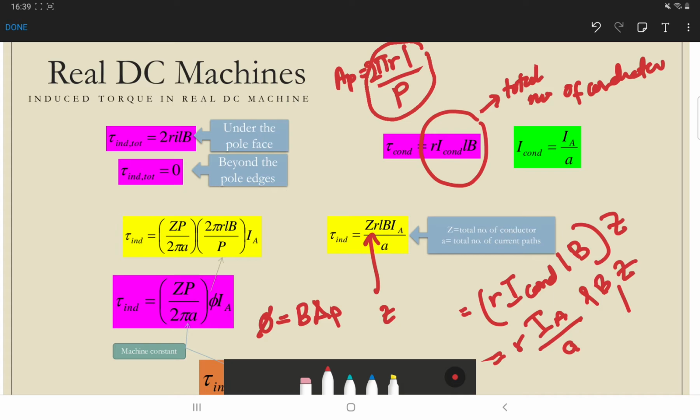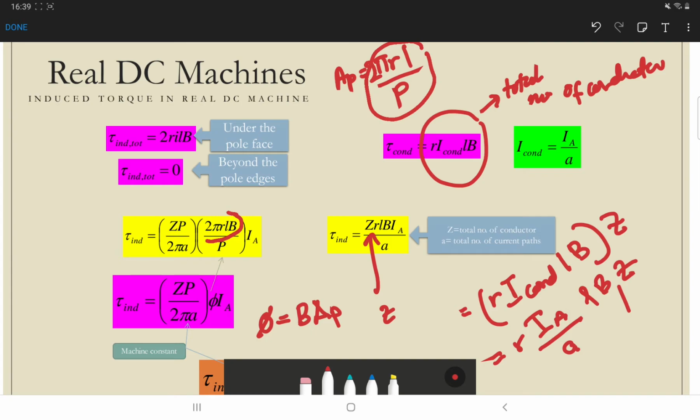Therefore, when we combine this together, you get the total flux. 2 pi RL over P is A, and when you multiply that by B, it becomes the total flux. The term at the front is the machine constant.